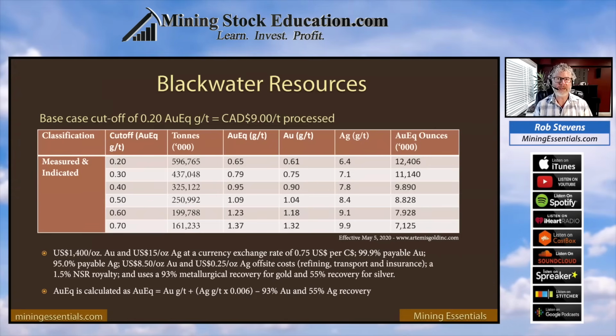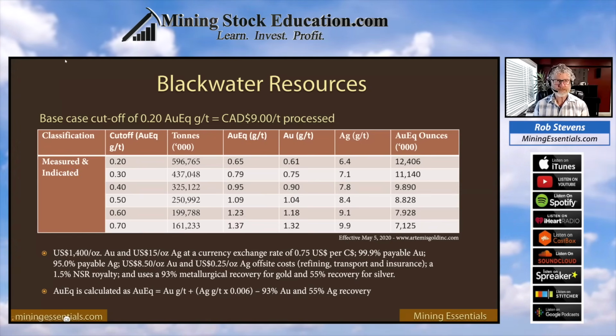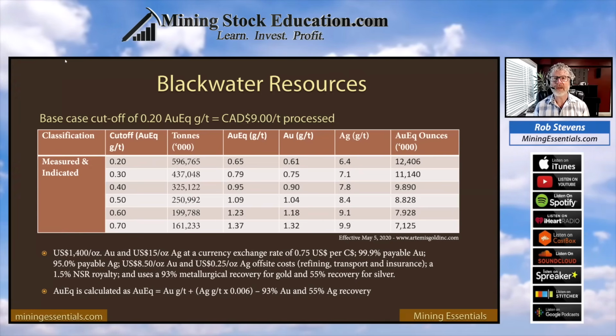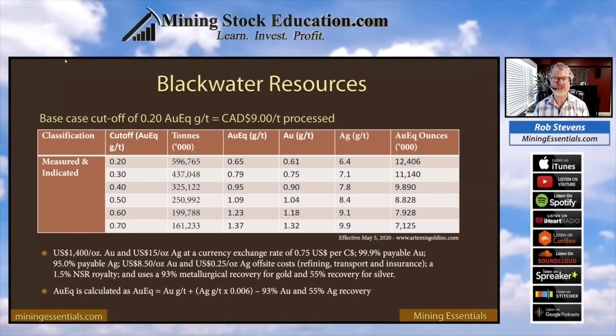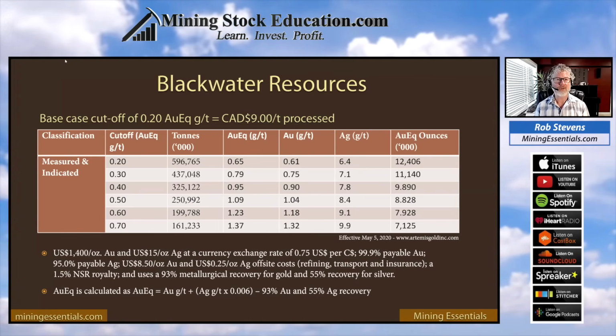All right, let's look at a resource estimate here. Another example. This is from the Blackwater deposit again, a big tonnage, lower grade gold deposit. What we're looking at here is just the measured and indicated resources. They've said their base case cutoff is 0.2 gold equivalent grams per ton, which is actually equal to a $9 per ton processed cost. So that would be their NSR cutoff, $9. You can see both of them here.